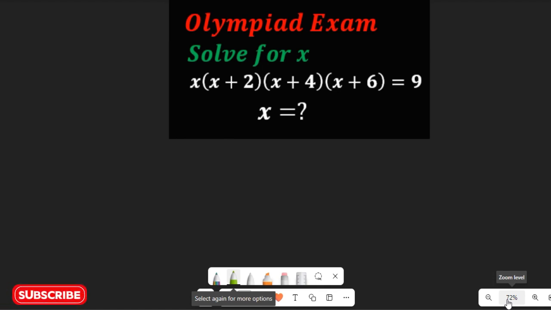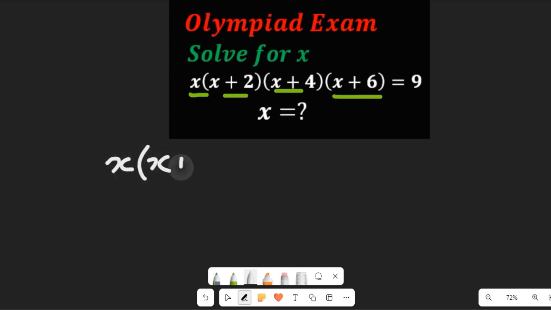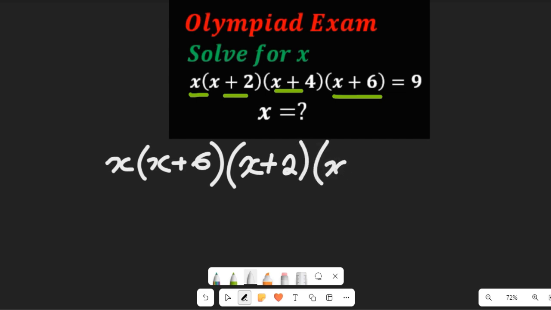Now, to solve these questions, we are going to regroup this expression such that the multiplication will be made much easier. So I'm going to regroup x with this and then this with this. Now let's get started. I'm going to have my x multiplied by x plus 6 on one side. On the other side, I'll be having my x plus 2 and then my x plus 4. And all these will be equal to 9.